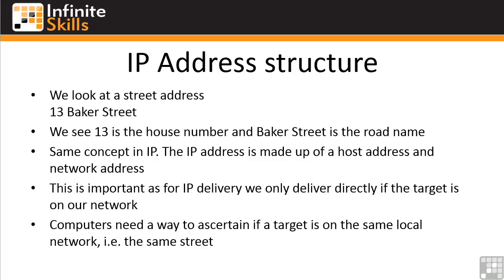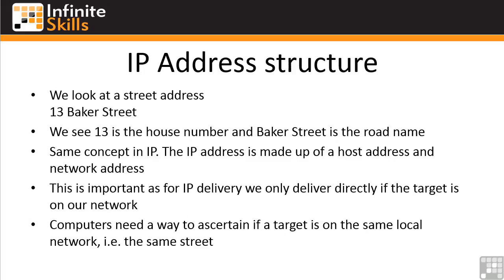Now the reason this is very, very important is how we deliver the packets between computers. For example, a computer will deliver a packet directly to the target if they are on the same network. So if their network address portions of the IP address are the same, then they're just going to deliver it directly to each other. However, if the network address portions are different, they can't communicate directly, and so instead the packets will be sent via various gateways.